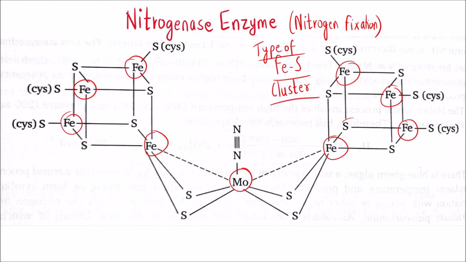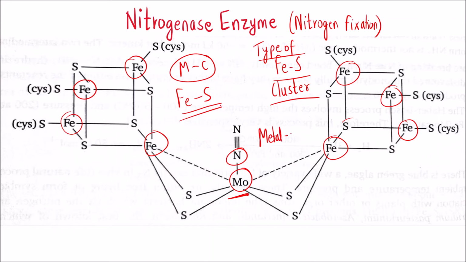And this is also a metal. So you can see all the irons are attached to sulfur. There is no metal carbon bond. Molybdenum is also a metal. It is attached to nitrogen. We want a metal and a carbon bond. Here we have metal sulfur bond and metal nitrogen bond. So this is also not the correct answer.